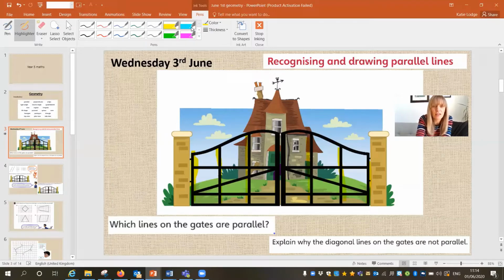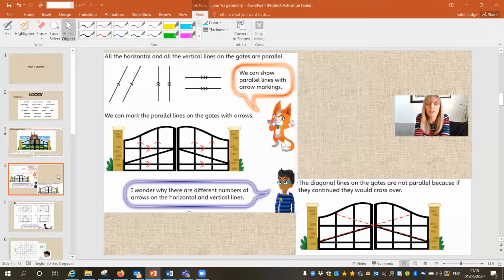Let's see if we can change colour. That's not particularly clear. Let's try blue. So you can see here a horizontal line. Oh, it's a bit difficult for Mrs. Lodge to go straight. And then underneath it, it's parallel to this part of the gate underneath, because they never ever meet. So that's a parallel line. So if I have a look at my next slide, it's going to show you what it looks like. Now, all the horizontal and all the vertical lines that we've just seen were parallel.